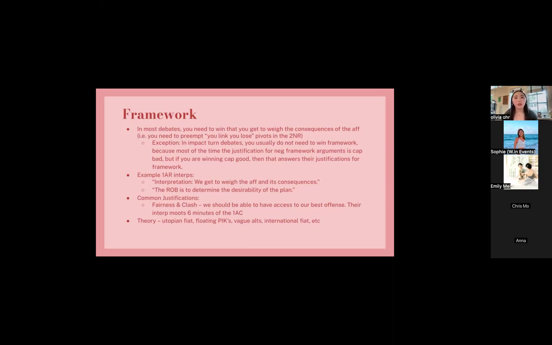Also, another reason why you wouldn't have to win framework is if it's middle ground and you get to weigh the AF. If you just concede that and want to spend more time on a link turn, alt fails, cap good strategy, then you can also do that.